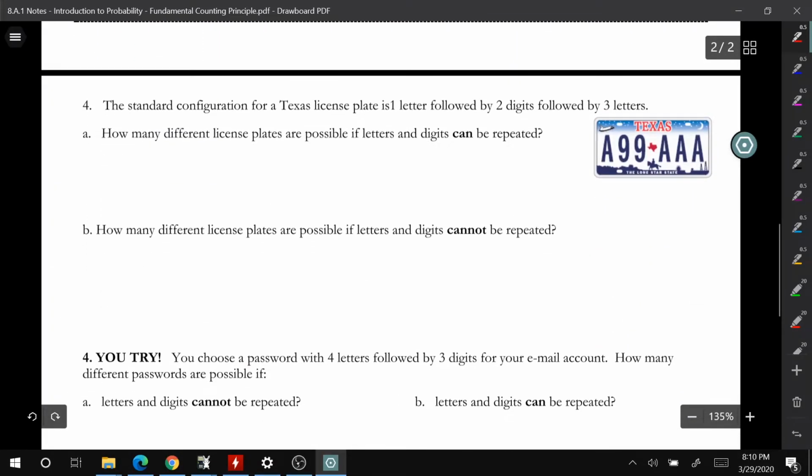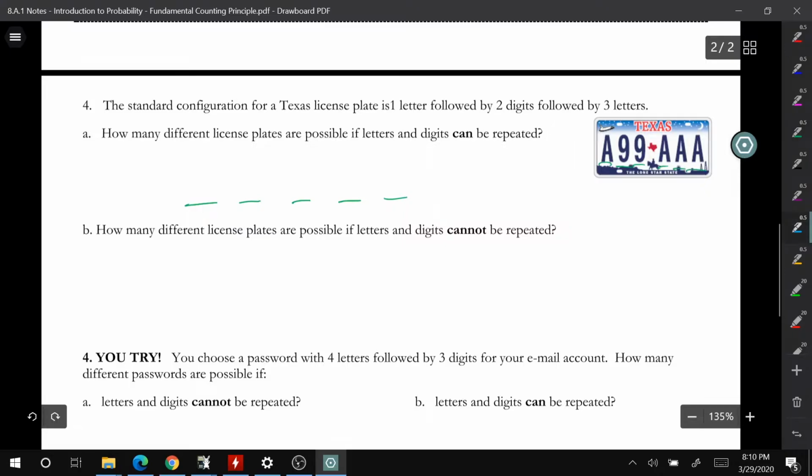So the standard configuration for a Texas license plate is 1 letter followed by 2 digits followed by 3 letters. How many different license plates are possible if letters and digits can be repeated? So what I'm going to do is draw out 6 dashes or 6 spaces because there are 6 spaces in our license plate.